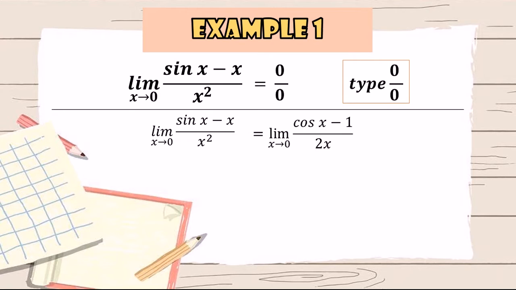So we will do L'Hospital's rule again. The derivative of cosine x minus 1 is negative sine x, and the derivative of 2x is 2. So at this point, we can already use direct substitution. So we have negative sine of 0 over 2, which is equal to 0.